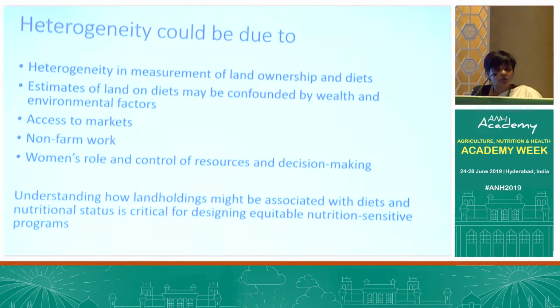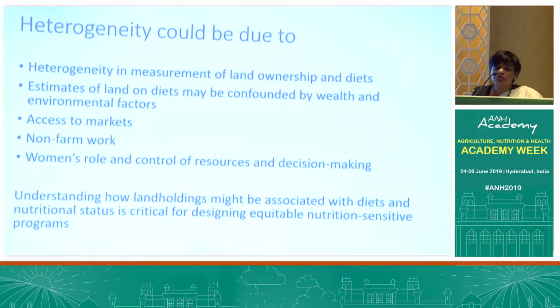Access to markets is also important. Lots of studies have shown, and yesterday Bhavani Shankar made the point at the GCRF Stunting Hub side event, that 60 to 70% of households depend on markets for their food. Even subsistence farmers go to markets and buy food. It may be that the role of markets in procuring food is very important, and therefore land has only so much effect on diets. Non-farm work could be one of the ways in which this could happen, as well as women's role and control of resources and decision making.